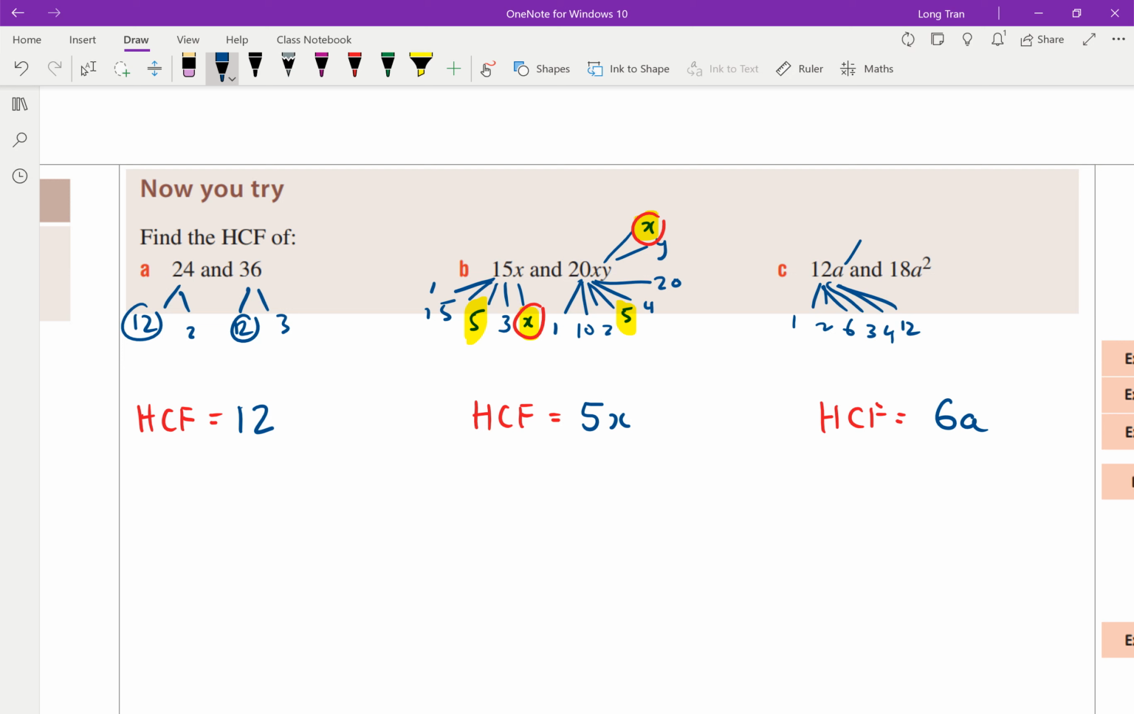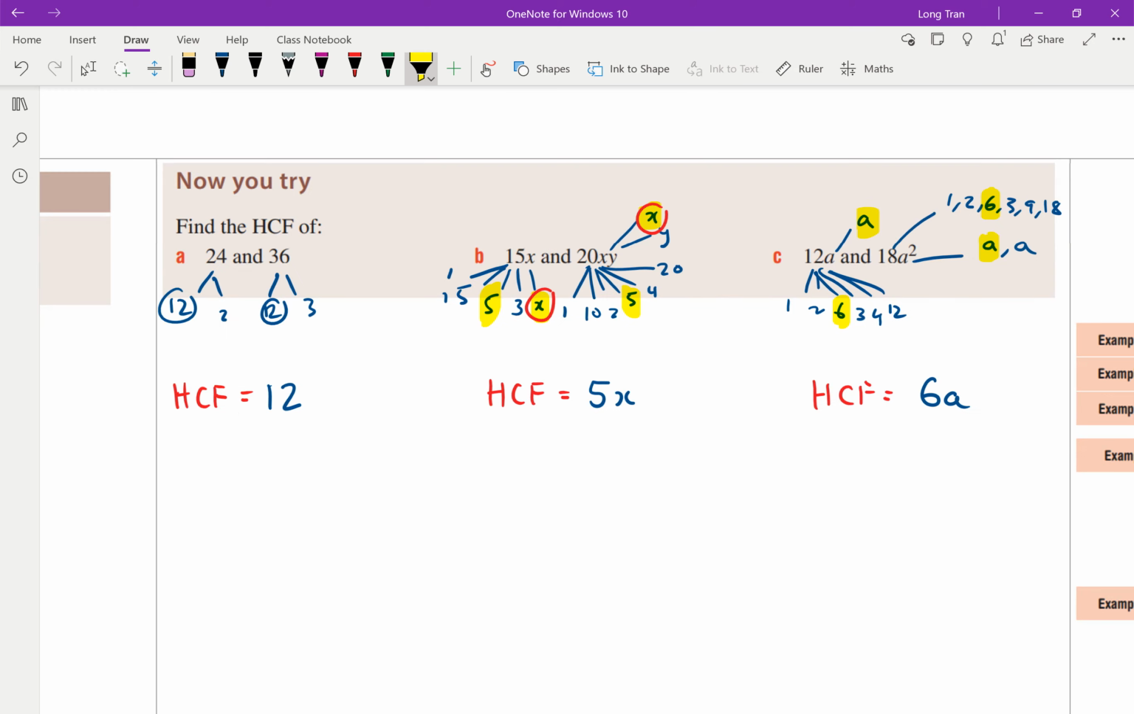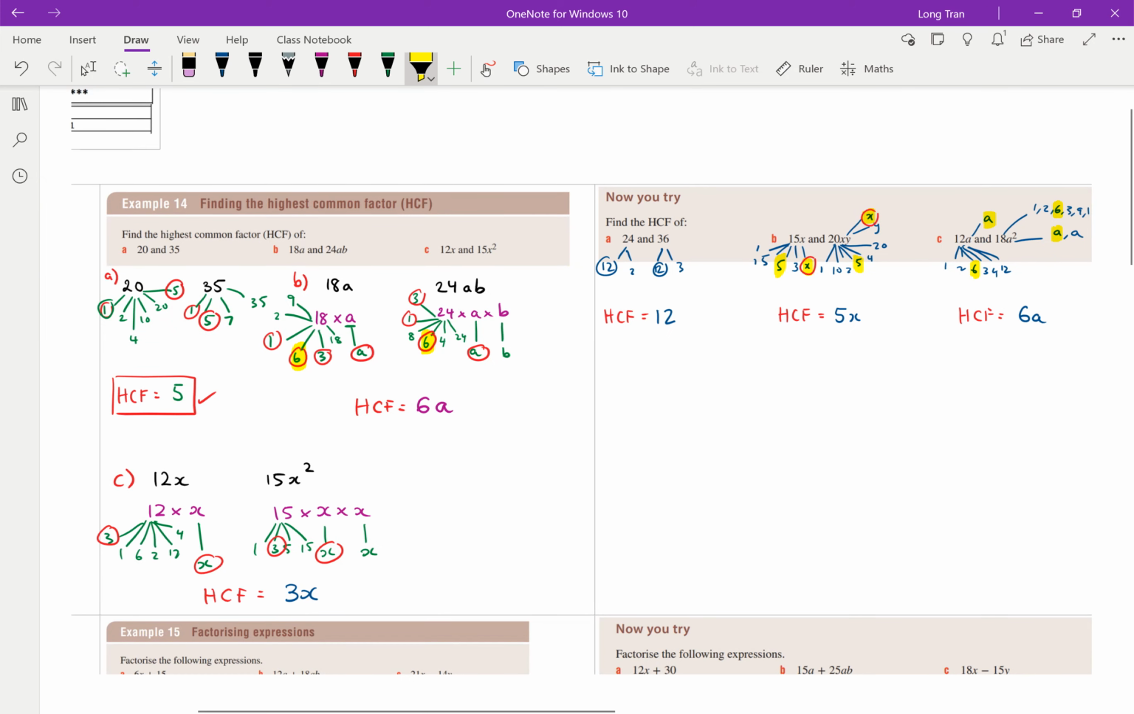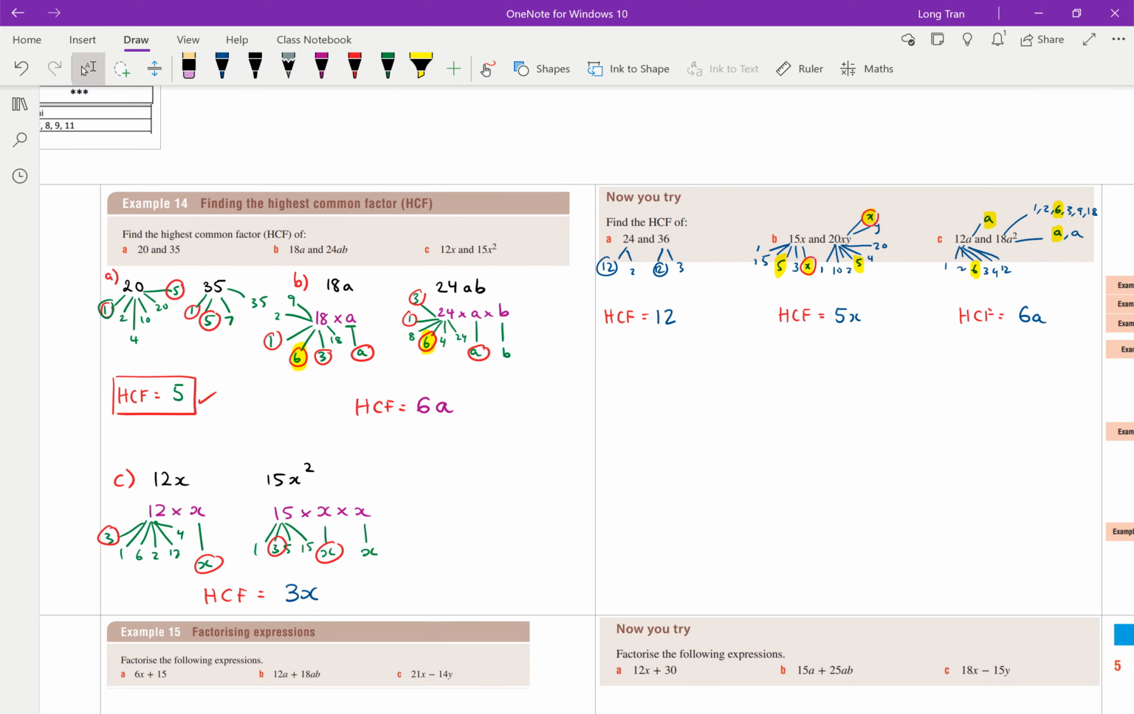They have a letter A there. 18 is 1, 2, what is that? 6, 3, 9, and 18. And don't forget, A squared is A and an A. So together, what do they both have in common? They both have an A, and they both have a 6 as the highest common factor there. Okay, so your answer is 6A. Very good. So that's the first phase that you would need to know in order to move through the next questions.